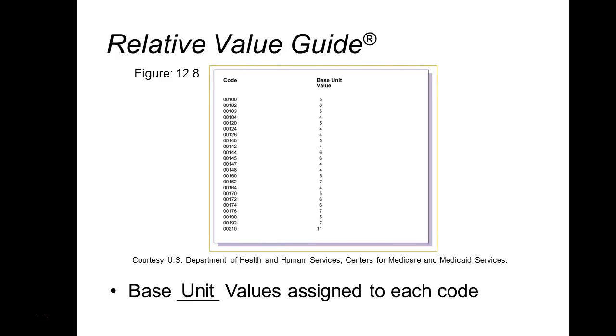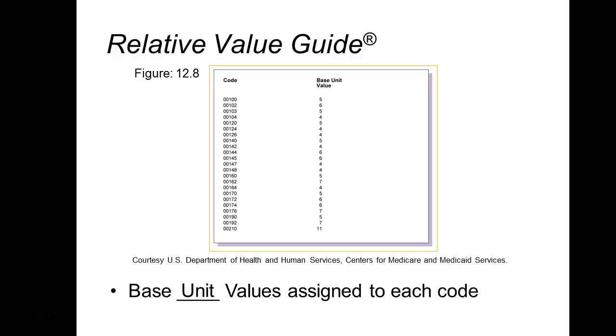For each code, there are different base units. So for a second, let's look at the difference. Let's look at this first code, 00100, which has a base unit of 5. 00100 is anesthesia for procedures on salivary glands, including a biopsy. So if we're doing a biopsy of the submandibular salivary gland, then the base unit is 5. That's a relatively small surgery, right? We're just doing a biopsy. We're taking a piece of tissue out of the body.